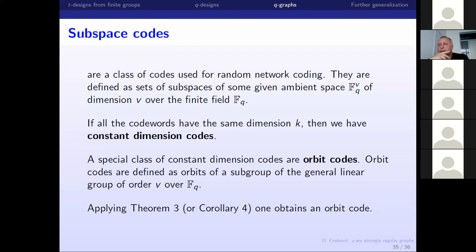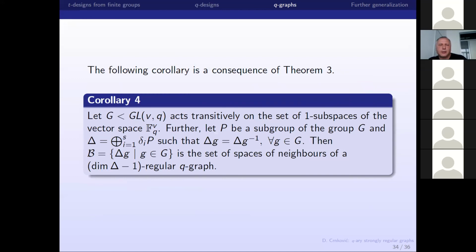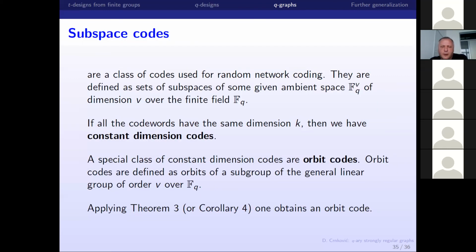And it is easy to see that applying that theorem, one obtains... it's not theorem 3 and 4, I messed up these numbers. This is a theorem and corollary. Yes, it is corollary 4. So using that previous theorem and this corollary, we can obtain orbit codes, which is obviously interesting for people that are working in subspace codes.